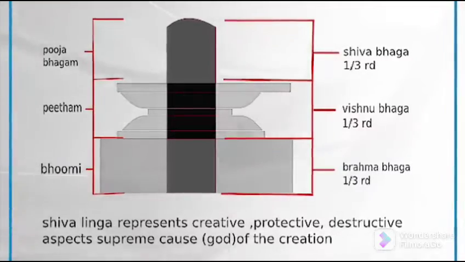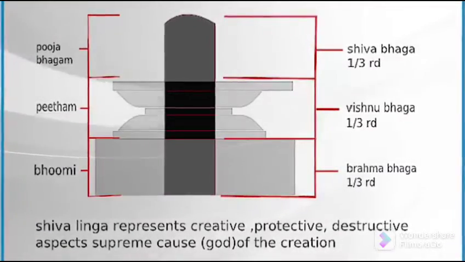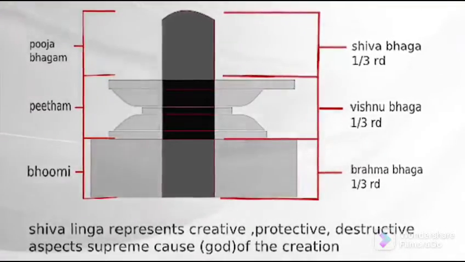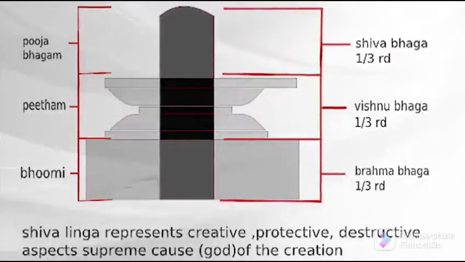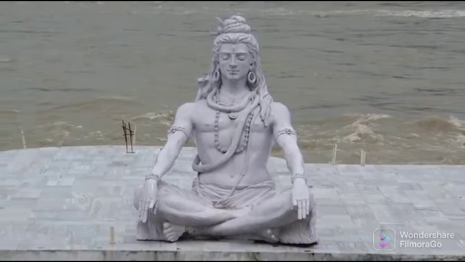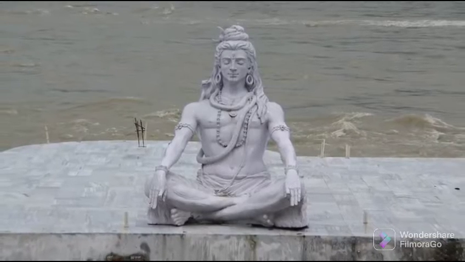The 3 parts symbolize Lord Brahma in the lower part, Lord Vishnu in the middle, and Lord Shiva in the upper part. The pedestal is provided with a passage to drain the water that is poured on the top. Lingam symbolizes the creative and destructive power of Lord Shiva, and the devotee attributes great holiness to him.